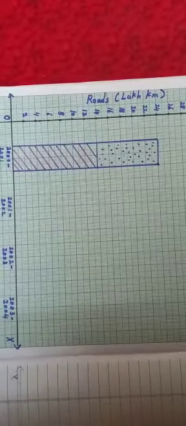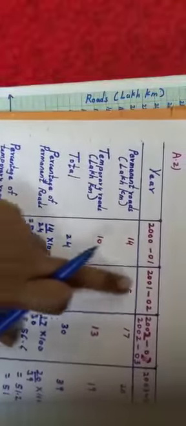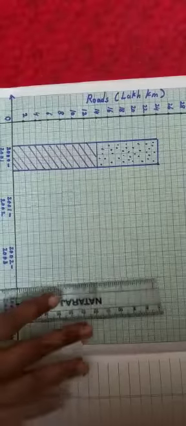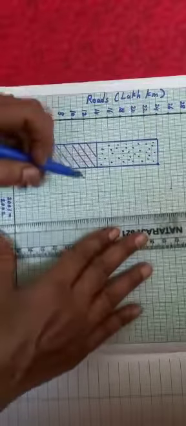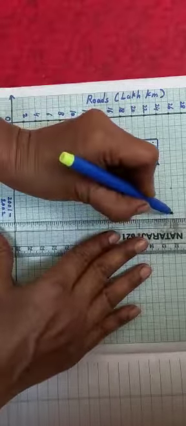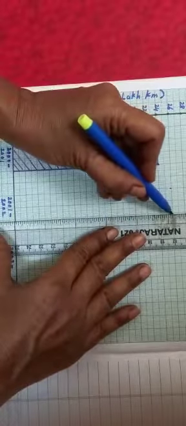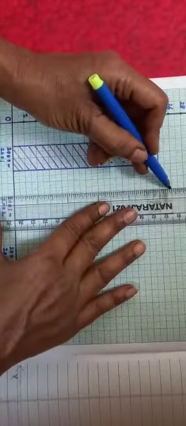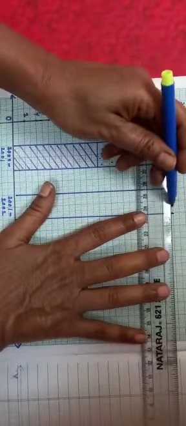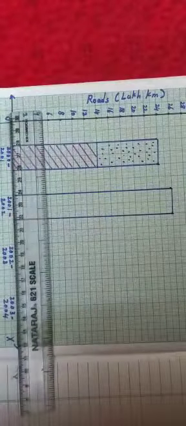Now for the second one, for the year 2001 to 2002, our total is 26. So see here, 26 total I am marking. That is the easiest way to do it. So you draw the bar like this. And now what will we do? We will show permanent roads.